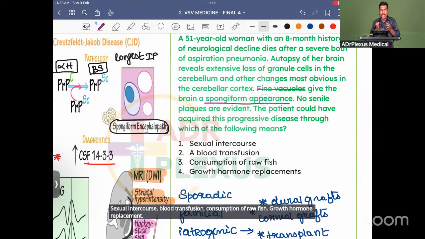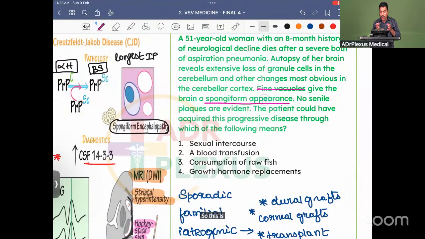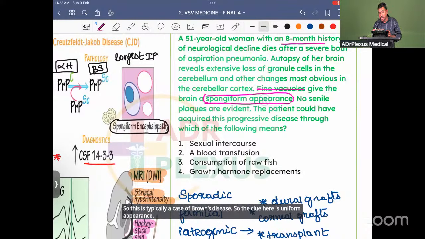So this is typically a case of prions disease. So the clue here is spongiform appearance and an 8-month history of neurological decline.